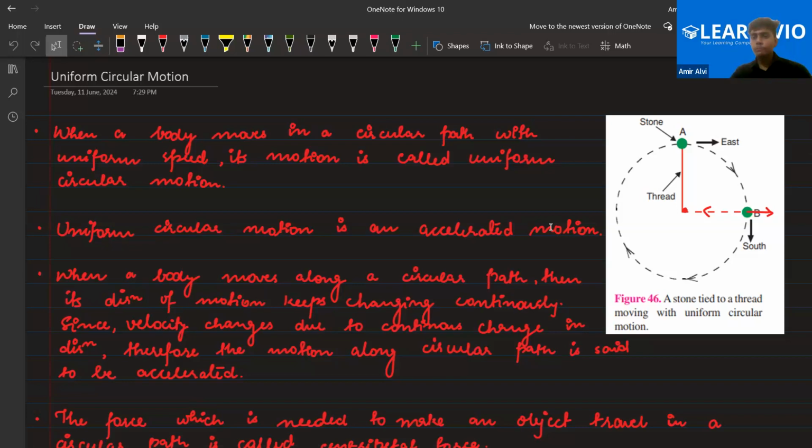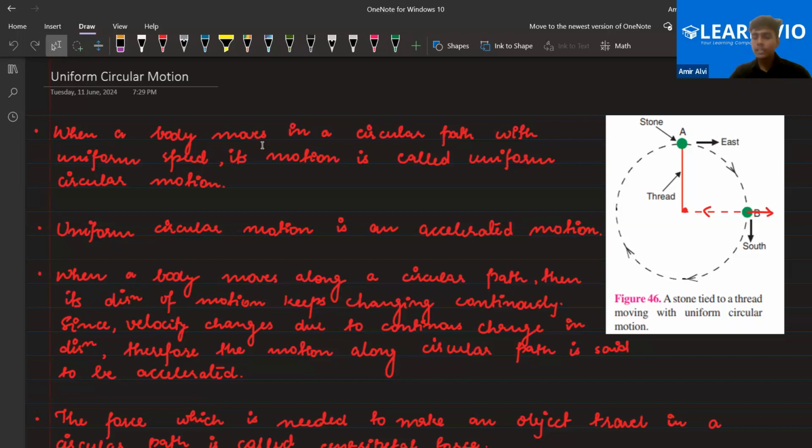So if somebody asks what is the direction of a point in uniform circular motion, you will say that the tangent to that point will give the direction. Clear? When a body moves in a circular path with uniform speed, its motion is called uniform circular motion. Uniform circular motion is an accelerated motion.